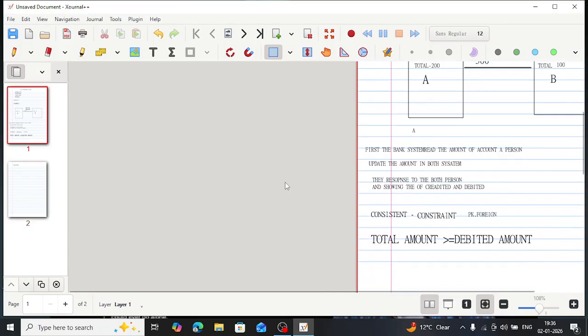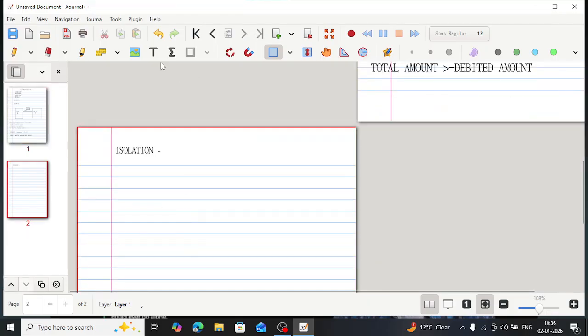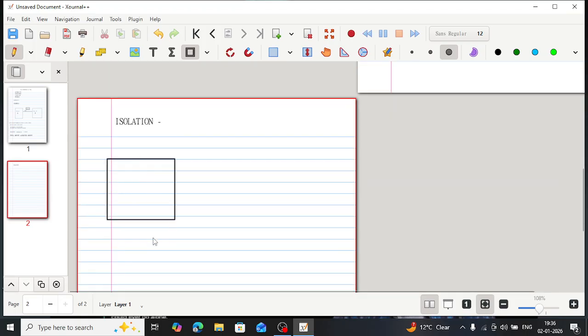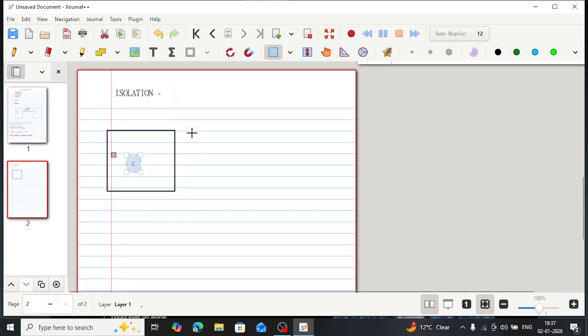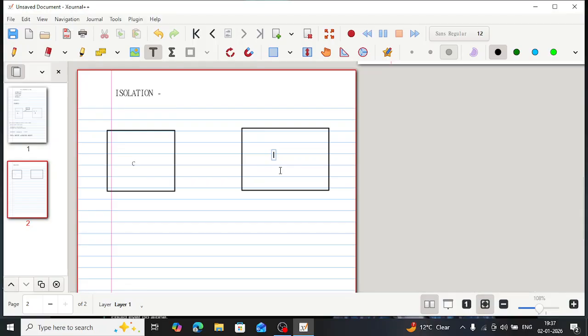So what happens when another person, for example person C, uses the same transaction facility like A and B? This is person A, this is person B, and this is person C.